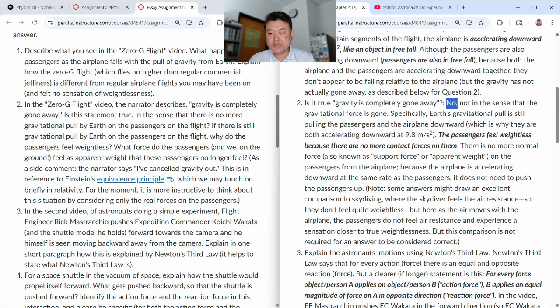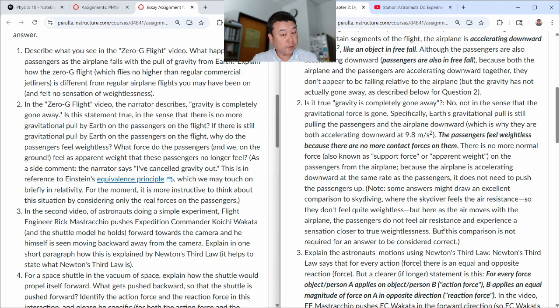No, not in the sense that the gravitational force is gone. Specifically, Earth's gravitational pull is still pulling the passengers and the airplane downward, which is why they are both accelerating downward at 9.8 meters per second squared. The passengers feel weightless because there are no more contact forces on them.